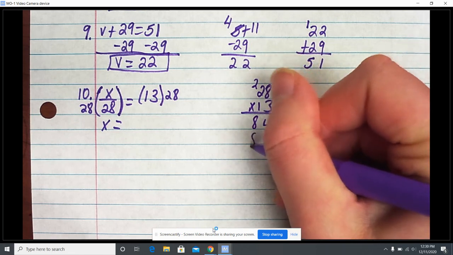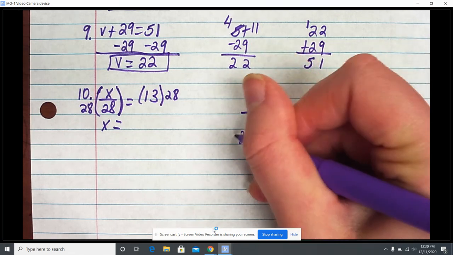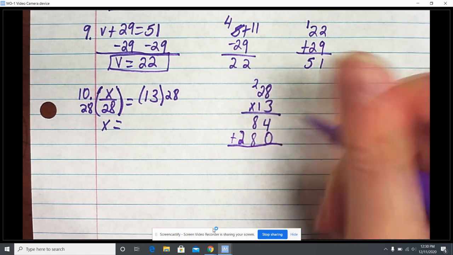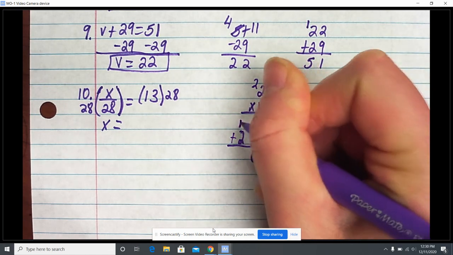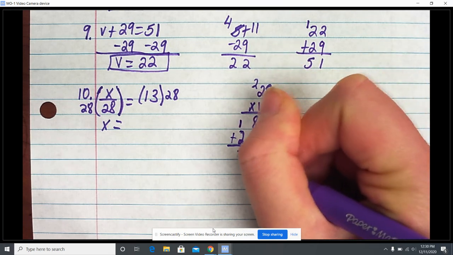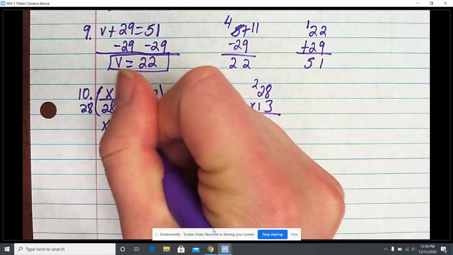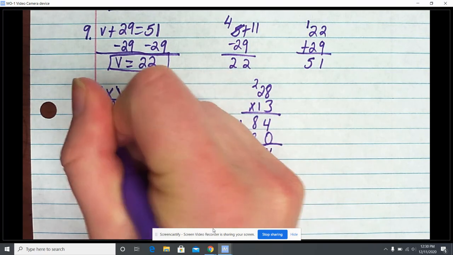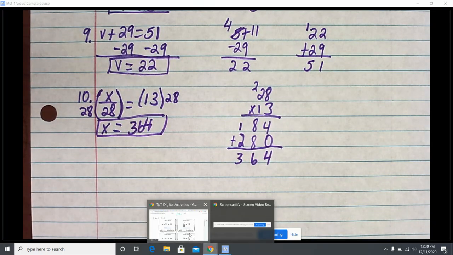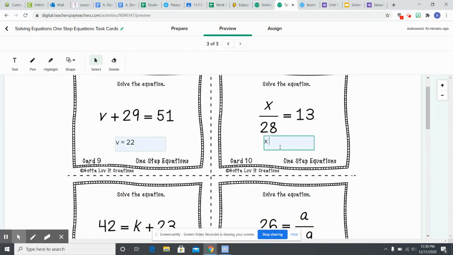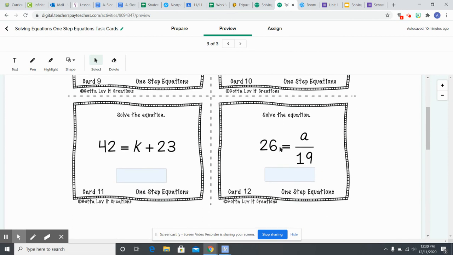8 times 1 is 8. 2 times 1 is 2. Add these together. 4 plus 0 is 4. 8 plus 8 is 16. Put my 1 up there. 2 plus 1 is 3. So x equals 364. X equals 364. Alright, I got 2 more left to do.